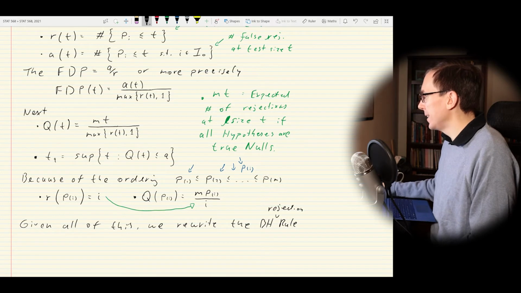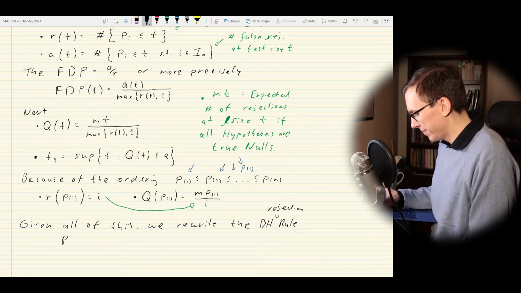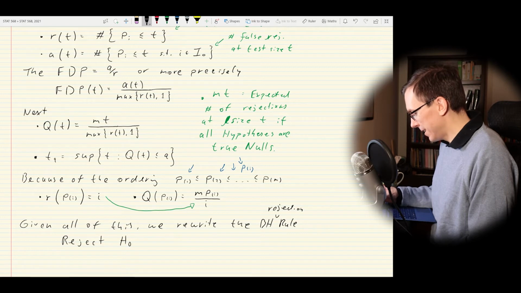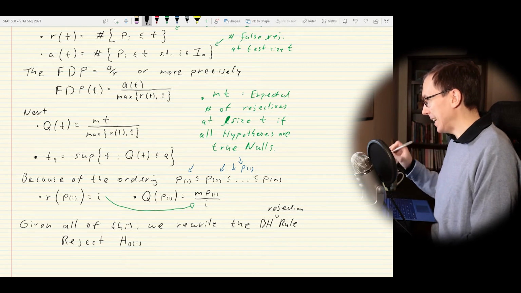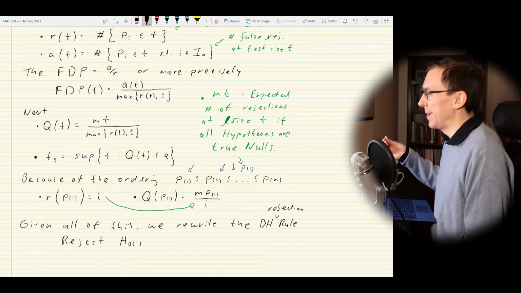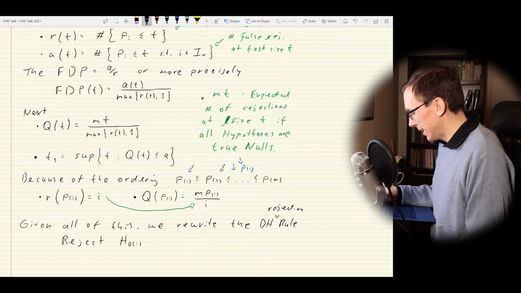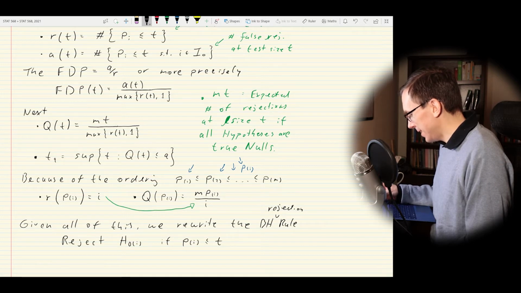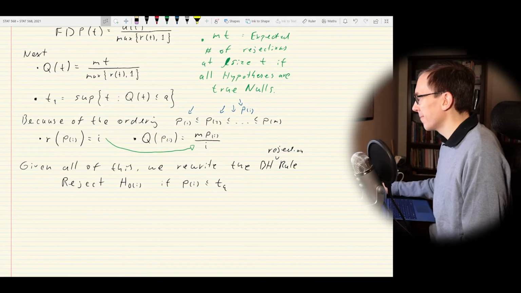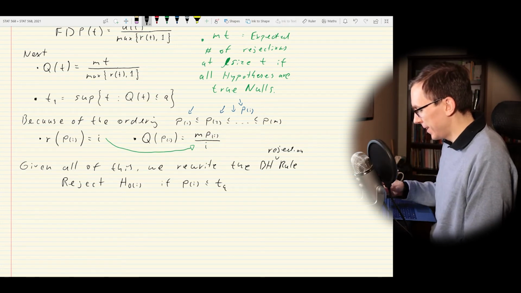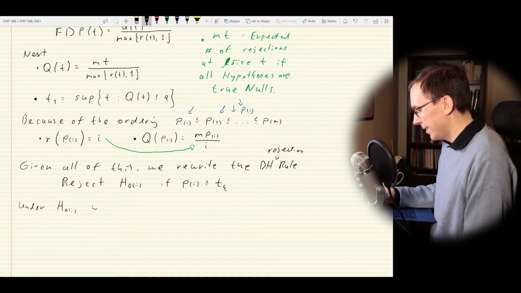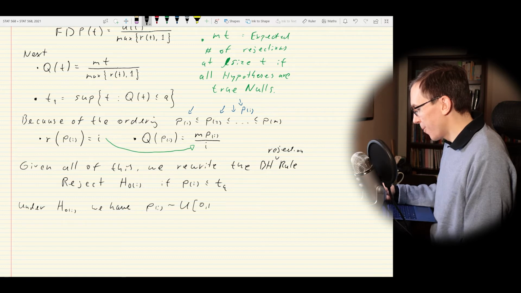And we rewrite it to be: reject H naught I, the ith most significant hypothesis, if P sub I is less than or equal to T sub Q. Right, so again, continuing on from here, we say under H naught I, we have that P I is going to be uniform 0, 1.